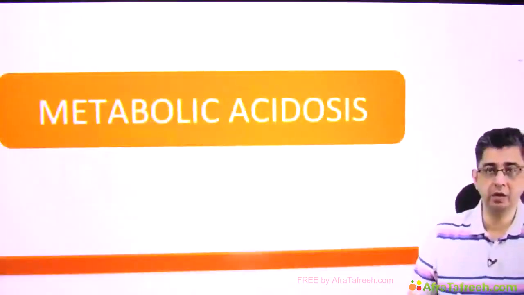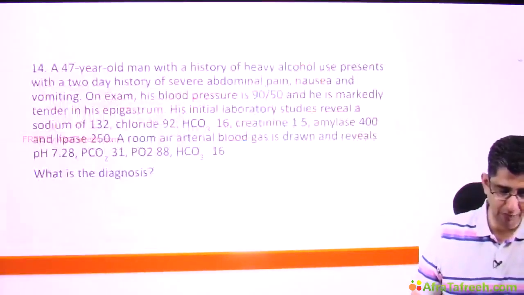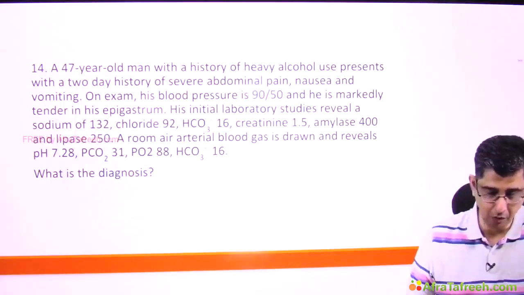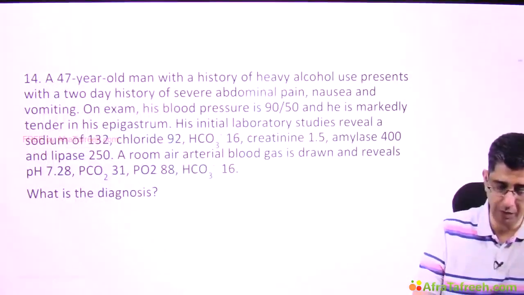Okay guys, the next topic that we shall be studying is MCQs related to metabolic acidosis. Let's start with the first one. It talks about a 47-year-old man with a history of heavy alcohol usage and a 2-day history of severe abdominal pain, nausea and vomiting.